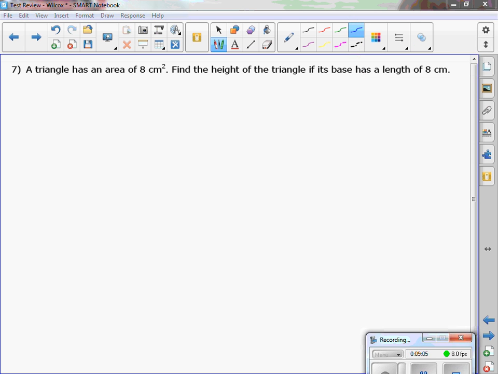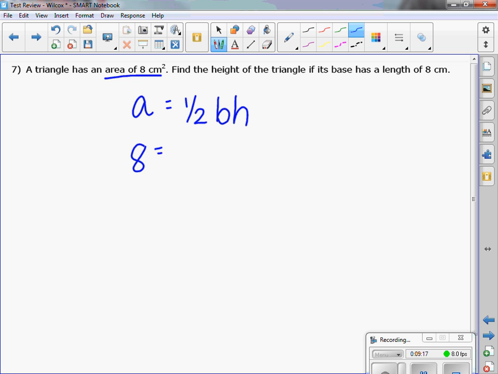The formula for the area of a triangle is 1/2 base times height equals the area. Well, they gave us area, so my A is 8. 1/2, or if you prefer, we can just use the value of 0.5, times the base. The base has a length of 8, times the height. That's the piece that we're solving for.